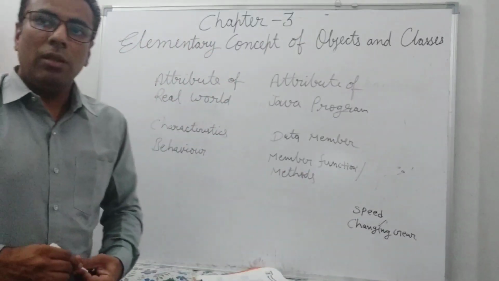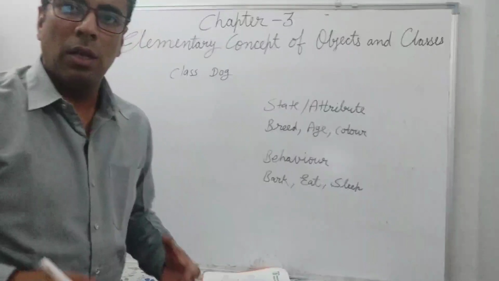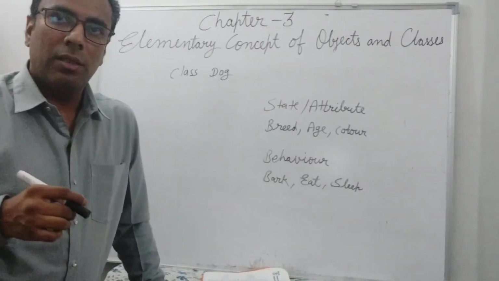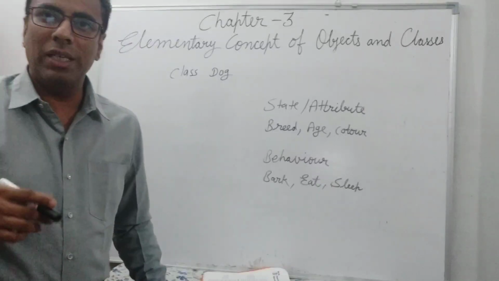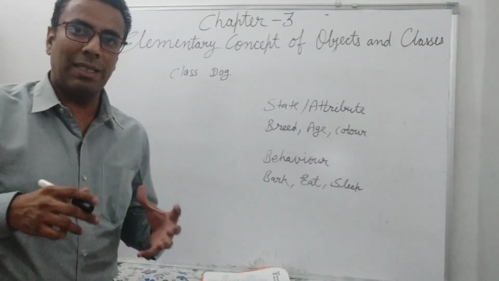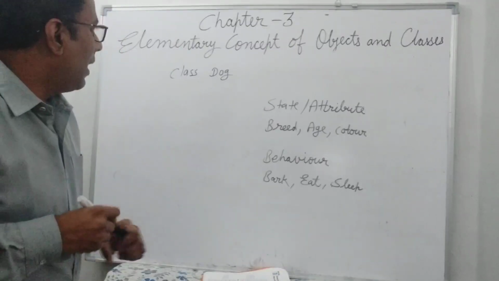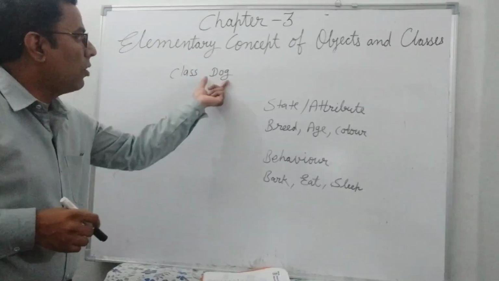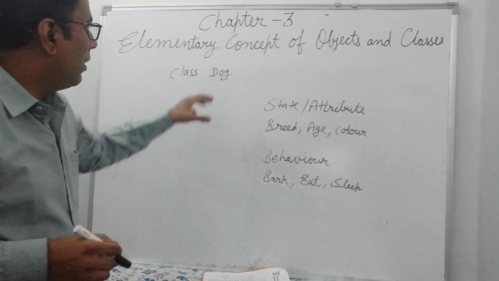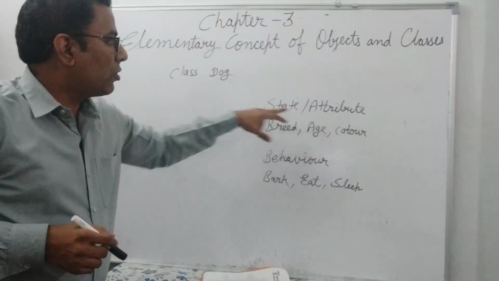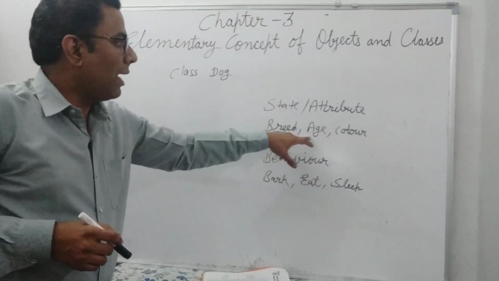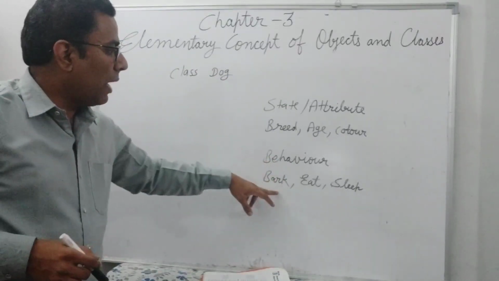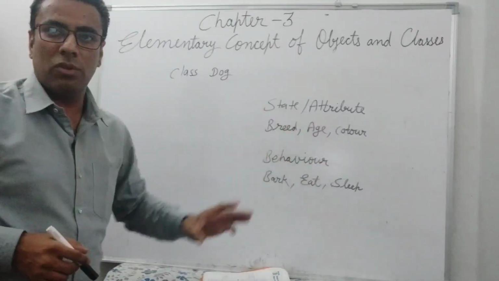Okay, the next thing: when an object of a class is created, then the class is said to be instantiated. I am creating a class, and the class name is Dog. The state or attributes of Dog are breed, age, color, and so on. And the behavior of Dog is bark, eat, and sleep, and so on.